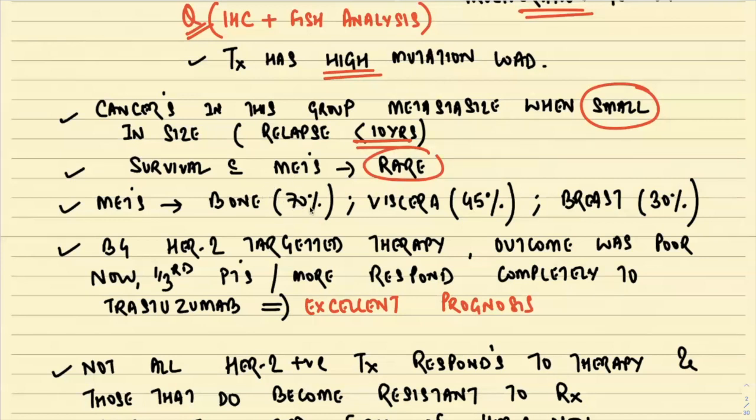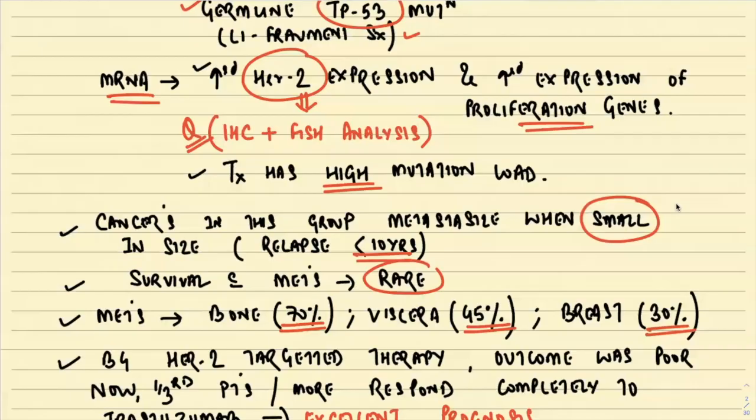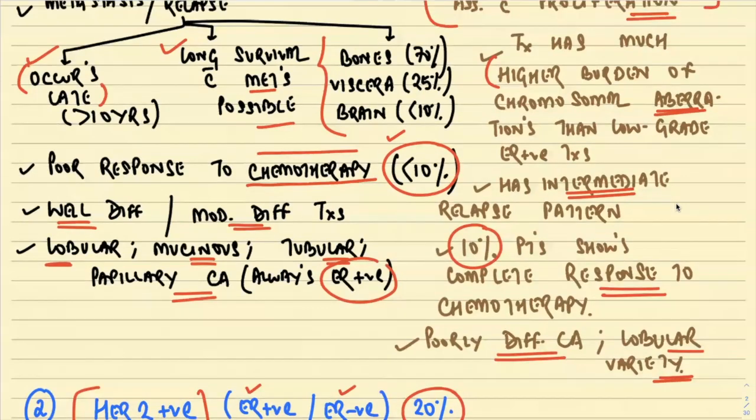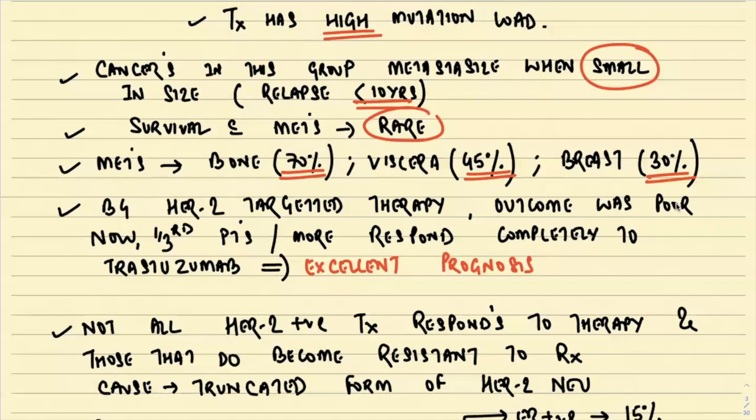Now, the metastasis, again, they have the same distribution. It most commonly involves the bone in 70% cases, 45% cases involves the viscera like the liver, pancreas, and 30% cases it involves the ipsilateral breast. Okay, so over here, 30% cases, this is involving the brain, not the breast. It is metastasizing to the brain. Okay. Now, all this thing and a very bad prognosis was there before the HER2 targeted therapy was there.